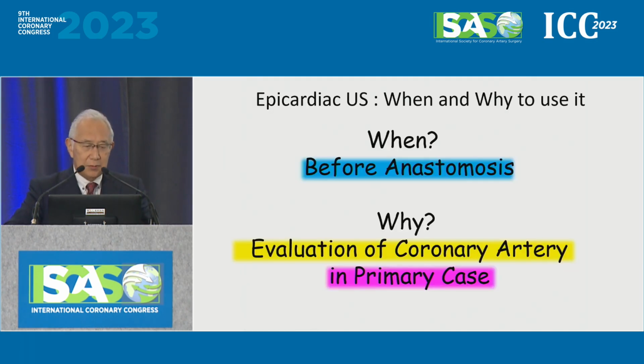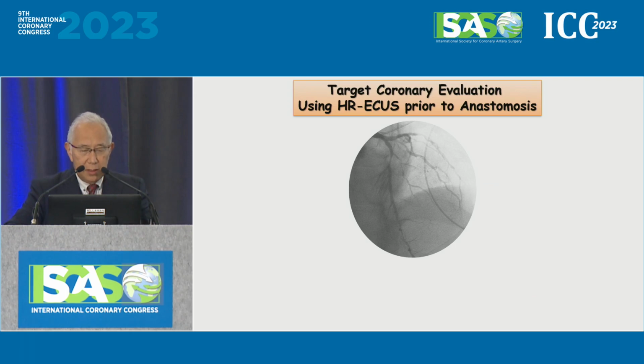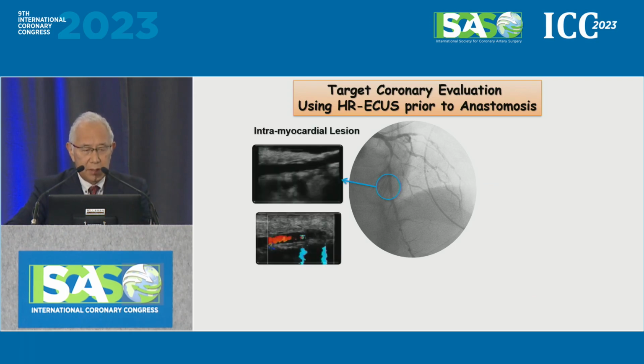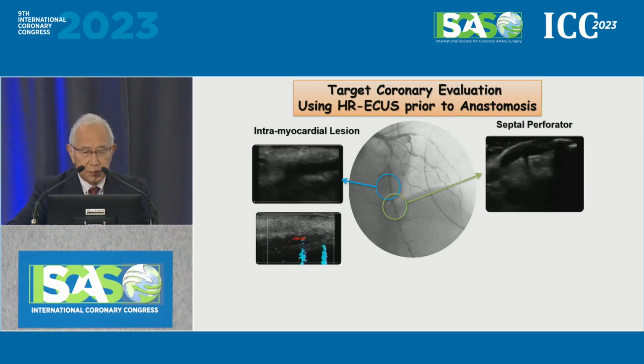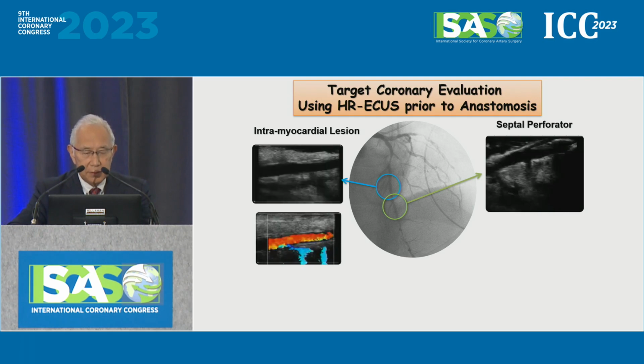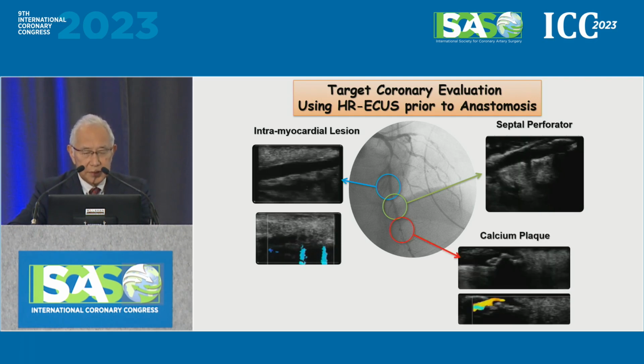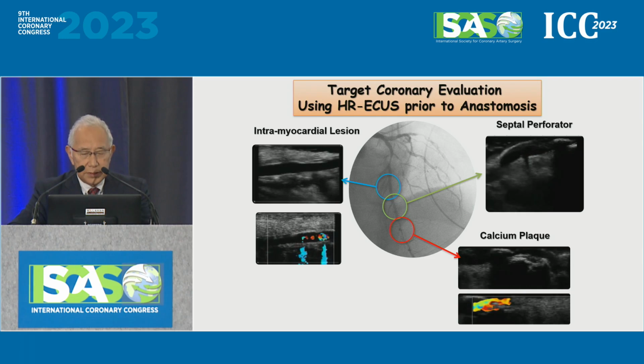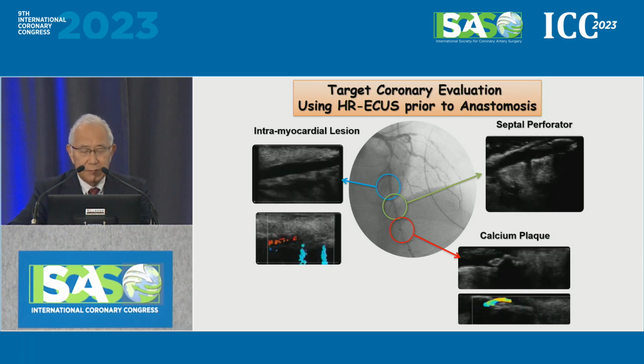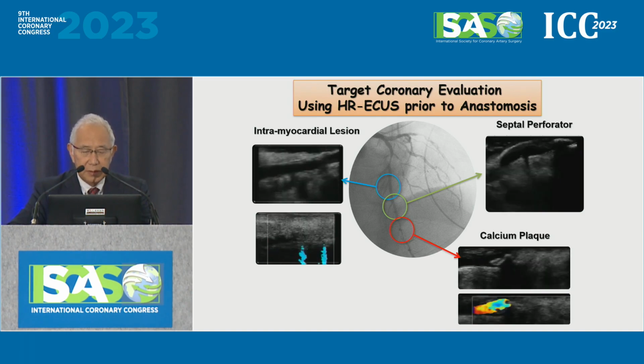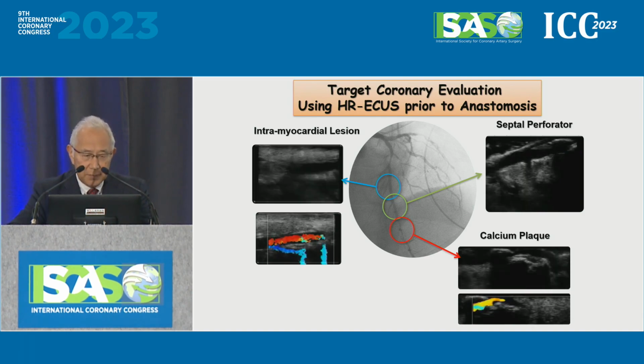So before anastomosis, evaluation of the coronary artery in a primary case. Okay, this is compared to the cine angiograms. This portion is definitely intramyocardial. In this portion, you can see the septal perforator. In this portion, you can see the calcium plaque. All this kind of precise information, you probably cannot get before the operation, but ECAS clearly shows it.